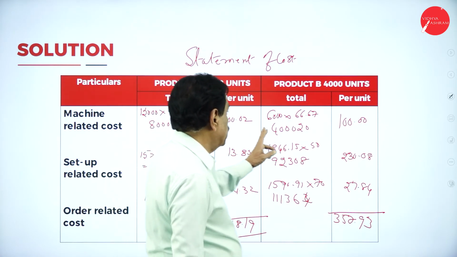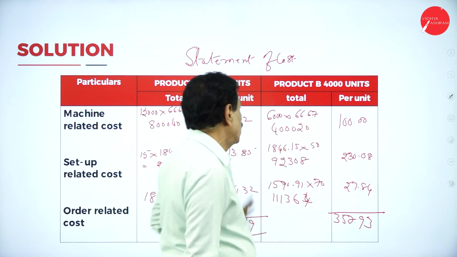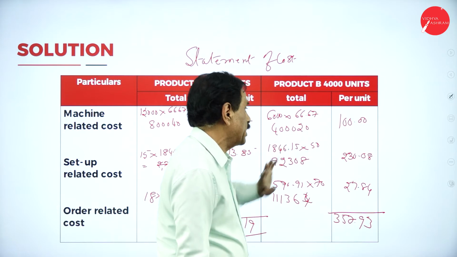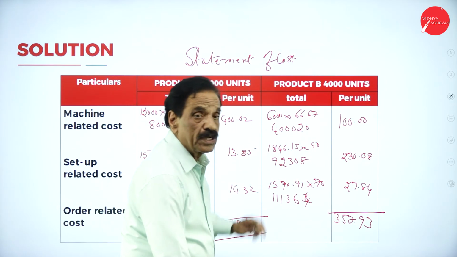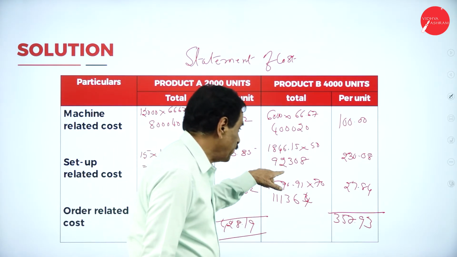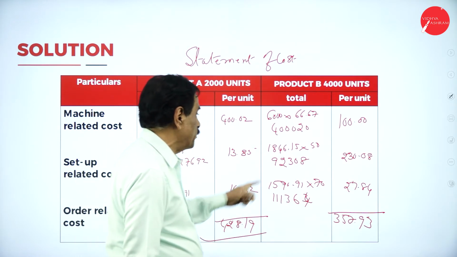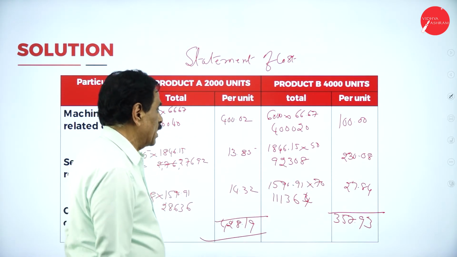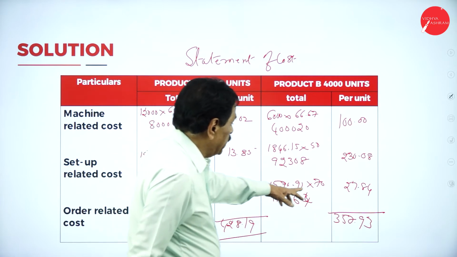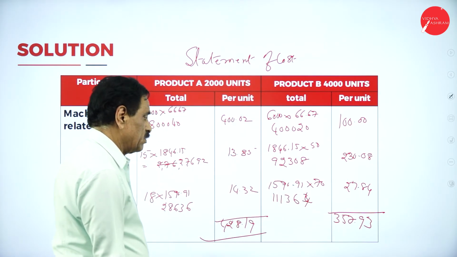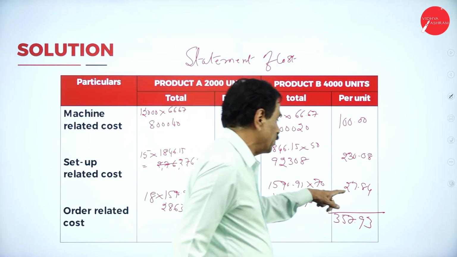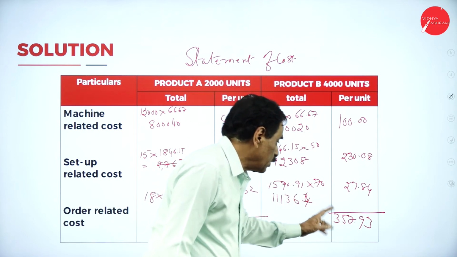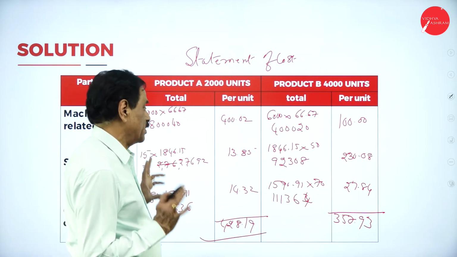Total comes to 428.91. Come back here, for product B, 6,000 hours at 66.67 will be 4,00,000, divided by 4,000 units, 100 rupees will come. 1846.15 into 50 is 92,308, divided by 4,000, 23.08. Then 1590.91 into 70 is 1,11,364, divided by 4,000, 27.84. If we add, it is 357.8. This is the cost sheet to prepare.